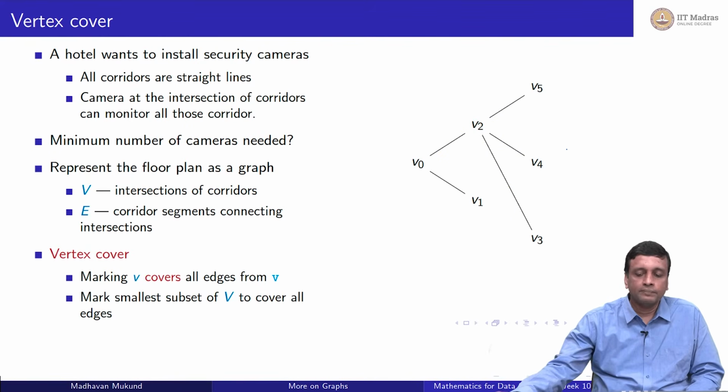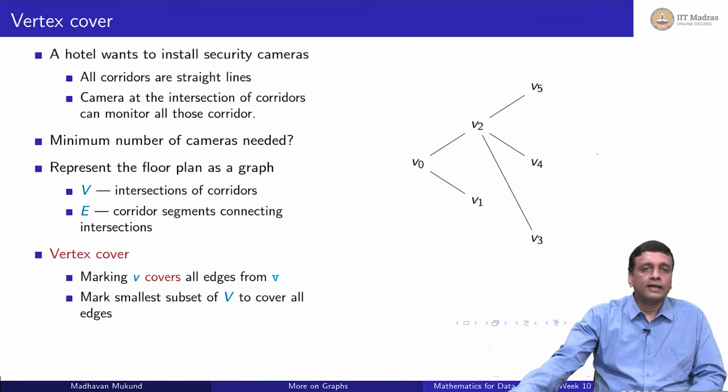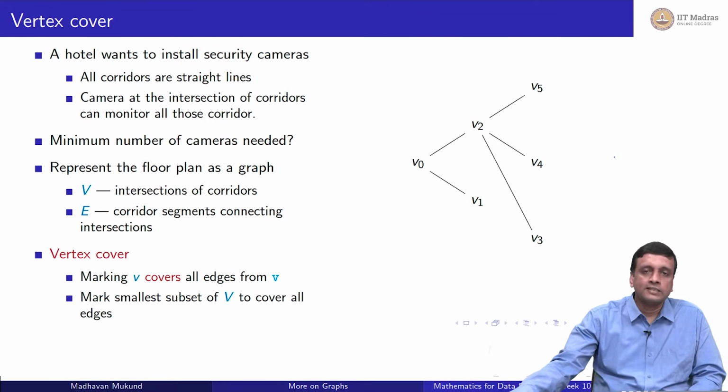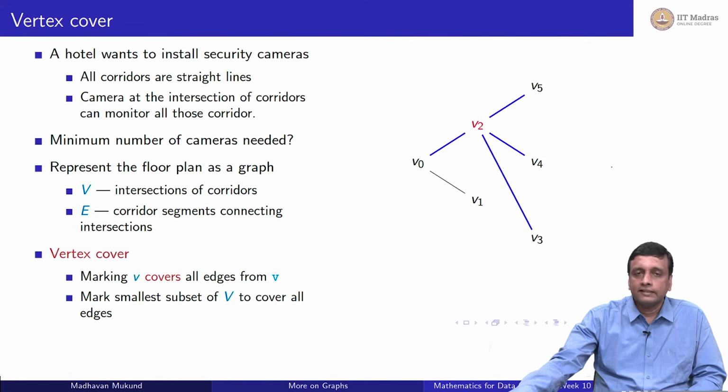A vertex cover basically says that I want to choose a subset of vertices such that those vertices cover all the edges in my graph. So let's look at this graph on the right. It has 6 vertices named V0 to V5. Maybe this represents the corridors in our hotel. Maybe I choose to put a camera at V2. Then this covers these 4 corridor segments.